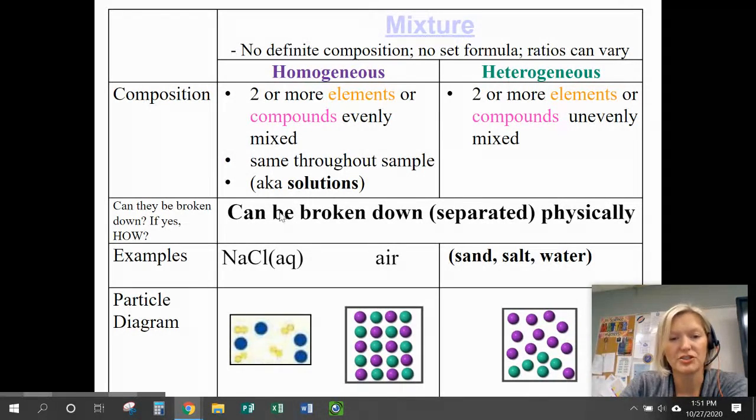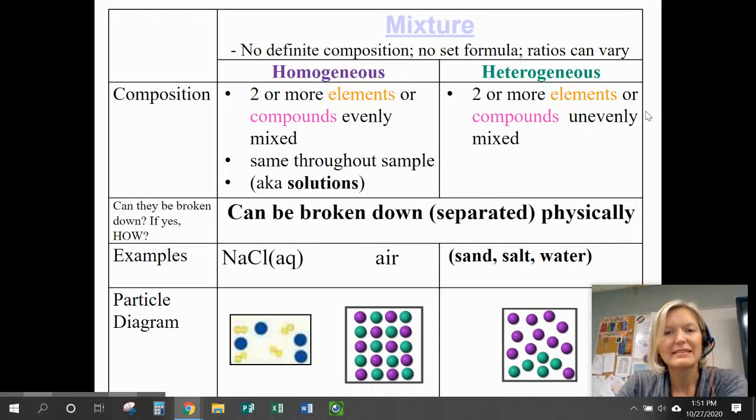Now, all mixtures can be broken down separately or physically. Key word, they can be physically broken down. Okay, the other kind is a heterogeneous mixture. A heterogeneous mixture, same again, is two or more elements or compounds unevenly mixed. Unevenly, meaning we can tell the difference.